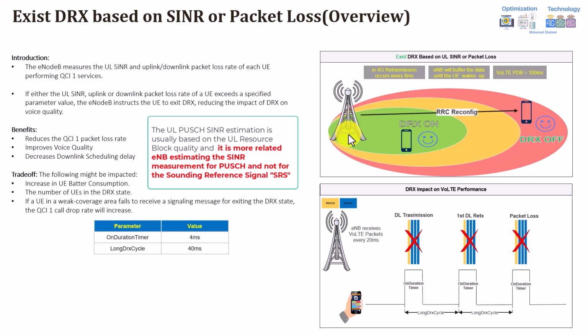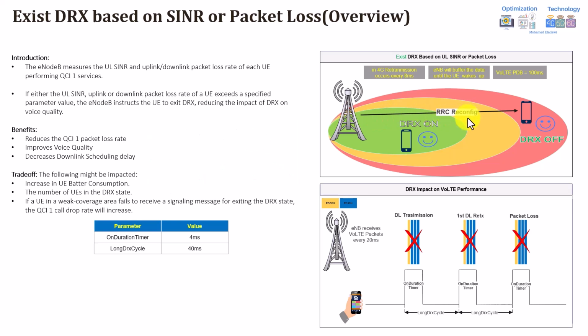So in case the SRS is not enabled, the eNodeB will estimate the SNR. And once, for example, it finds it's falling below the configured threshold, which we assumed as 5 dB, let's assume now the user is having 3 dB or 2 dB SNR, the eNodeB will send an RRC reconfiguration message to completely disable the DRX, to ensure that this user will never enter the DRX whenever his uplink SNR is in a poor radio condition.